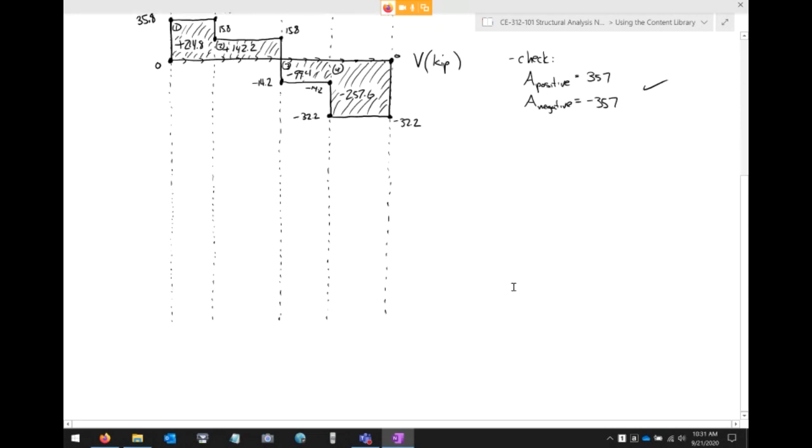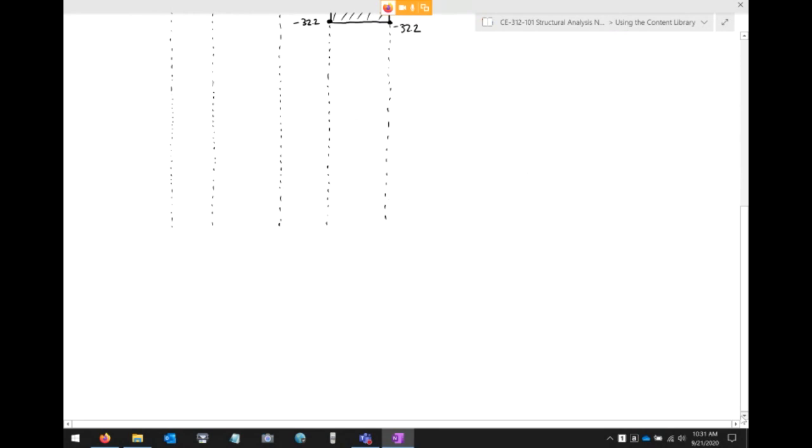Actually, let me scroll down a bit. It's so much easier for me to draw a straight line when my hands aren't dangling off the end of the screen. There we go. That's a lot better.